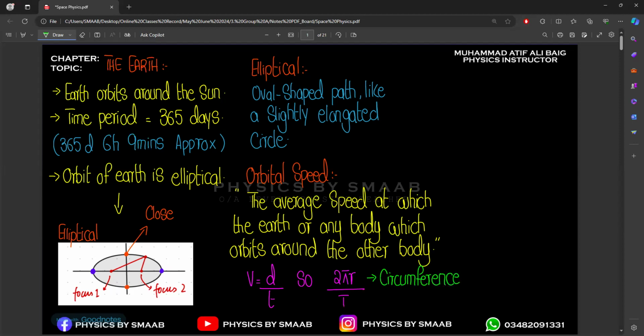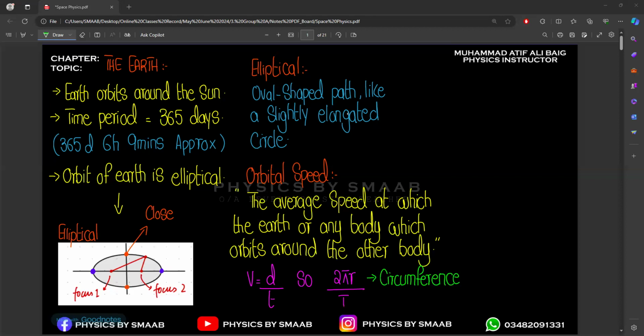Okay, I have one question. How can you use the circumference of a circle if the orbit is elliptical? Basically, we consider it almost as a circle, right? You know that in your books, in your diagrams, they are in a circular form, right? But originally it is elliptical. So we consider it as a circle. That's why in the definition it is written average speed.